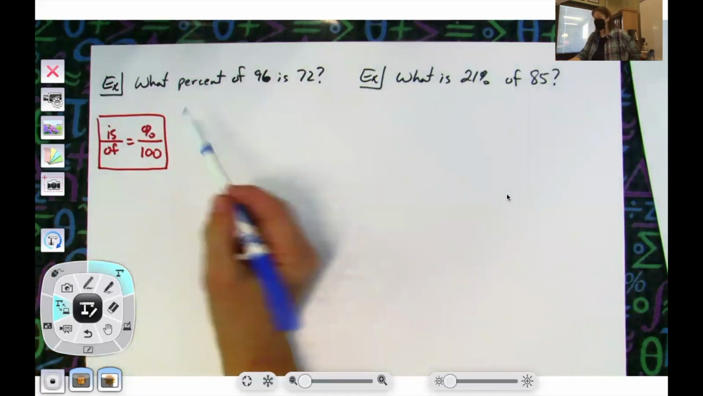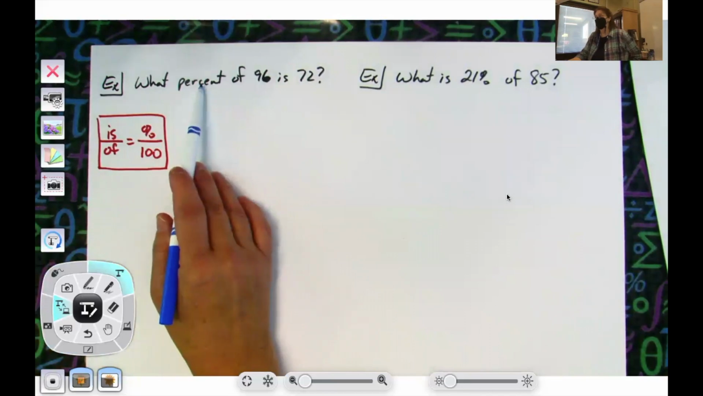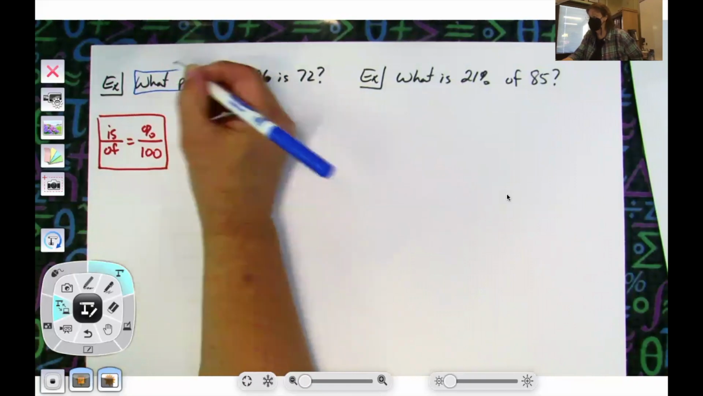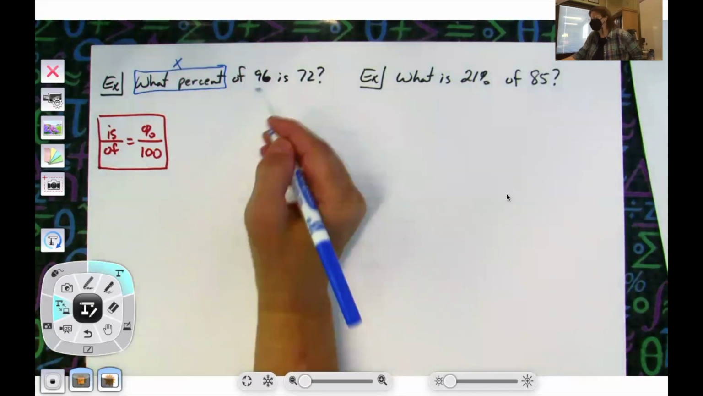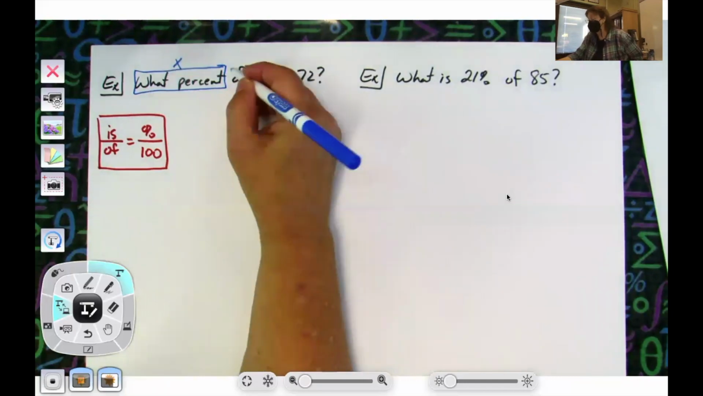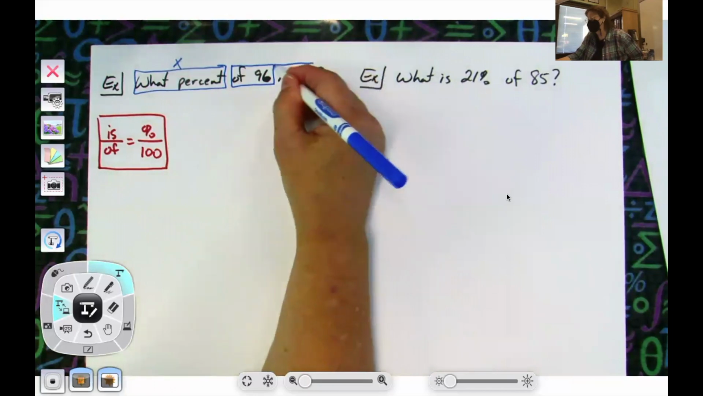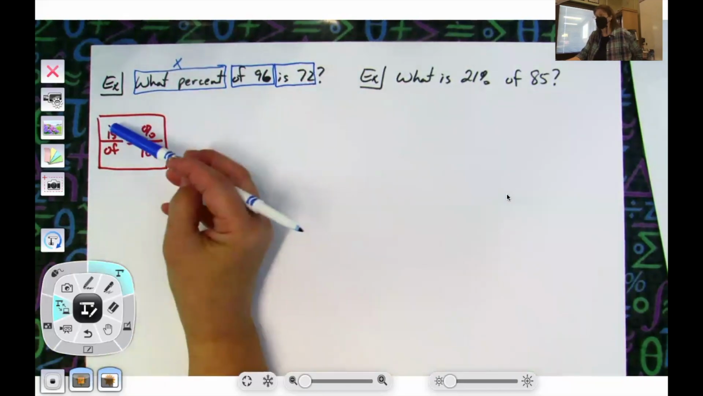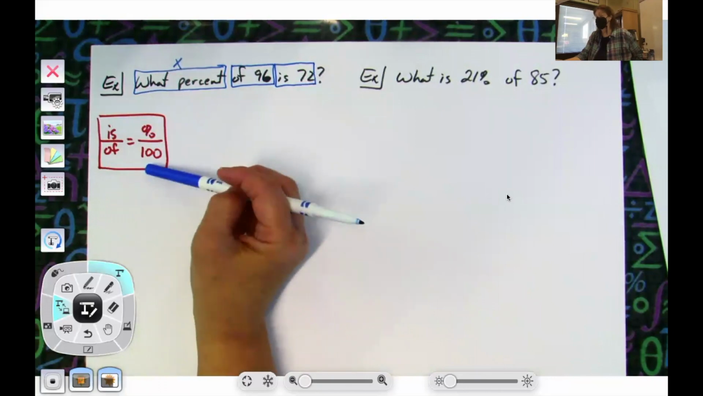Now, what I like to do is go through and find the percent first. This question says what percent? Does it give me a percent? No, this problem doesn't have a percent because it's asking for the percent. So that's my x. Whatever I'm asking for is my x. Now logically, that 96 has got to be paired with the of, because if not, the 72 would just be dangling out on the end. So the 72's got to be paired with the is. The is number goes on the top left, the of number goes on the bottom left. Percent goes here, 100 always goes here.